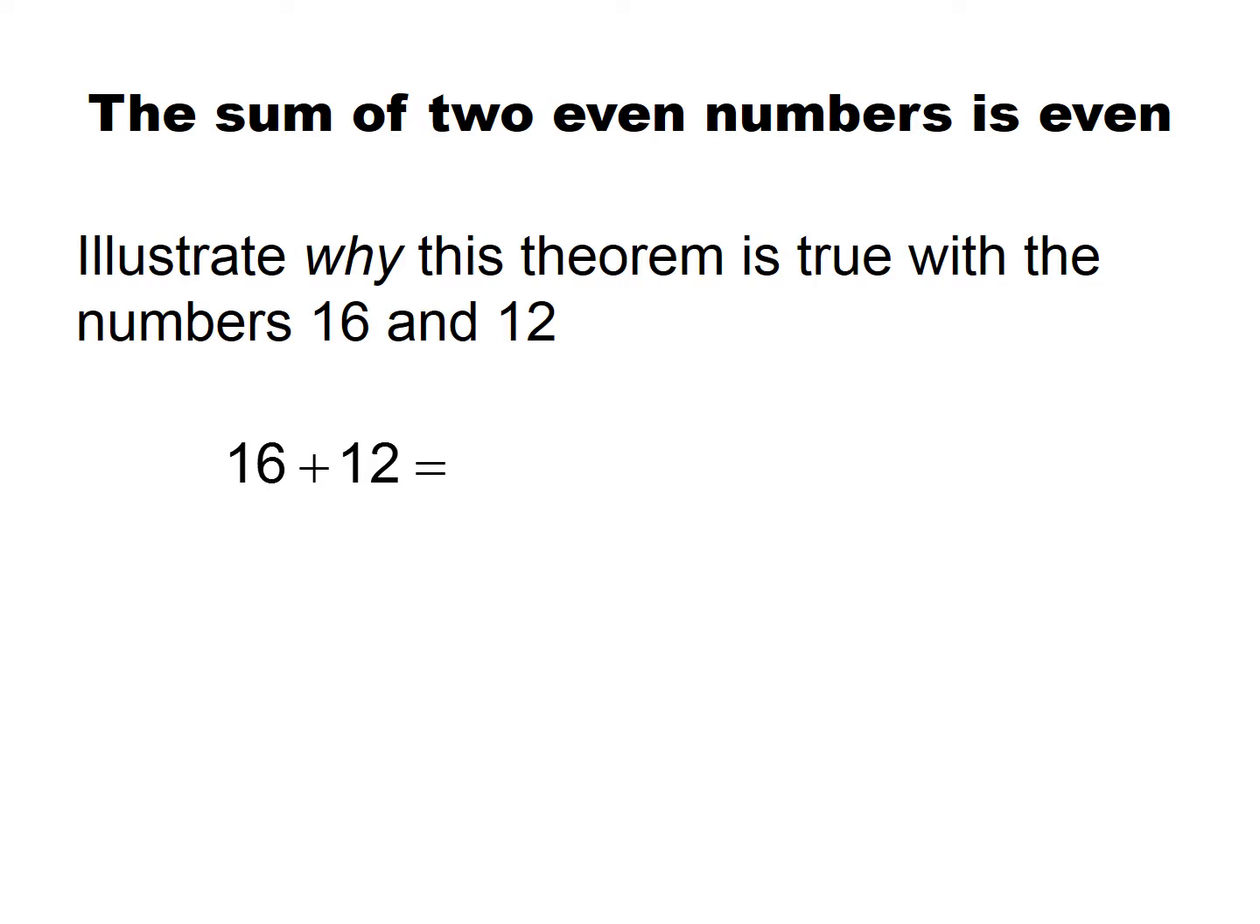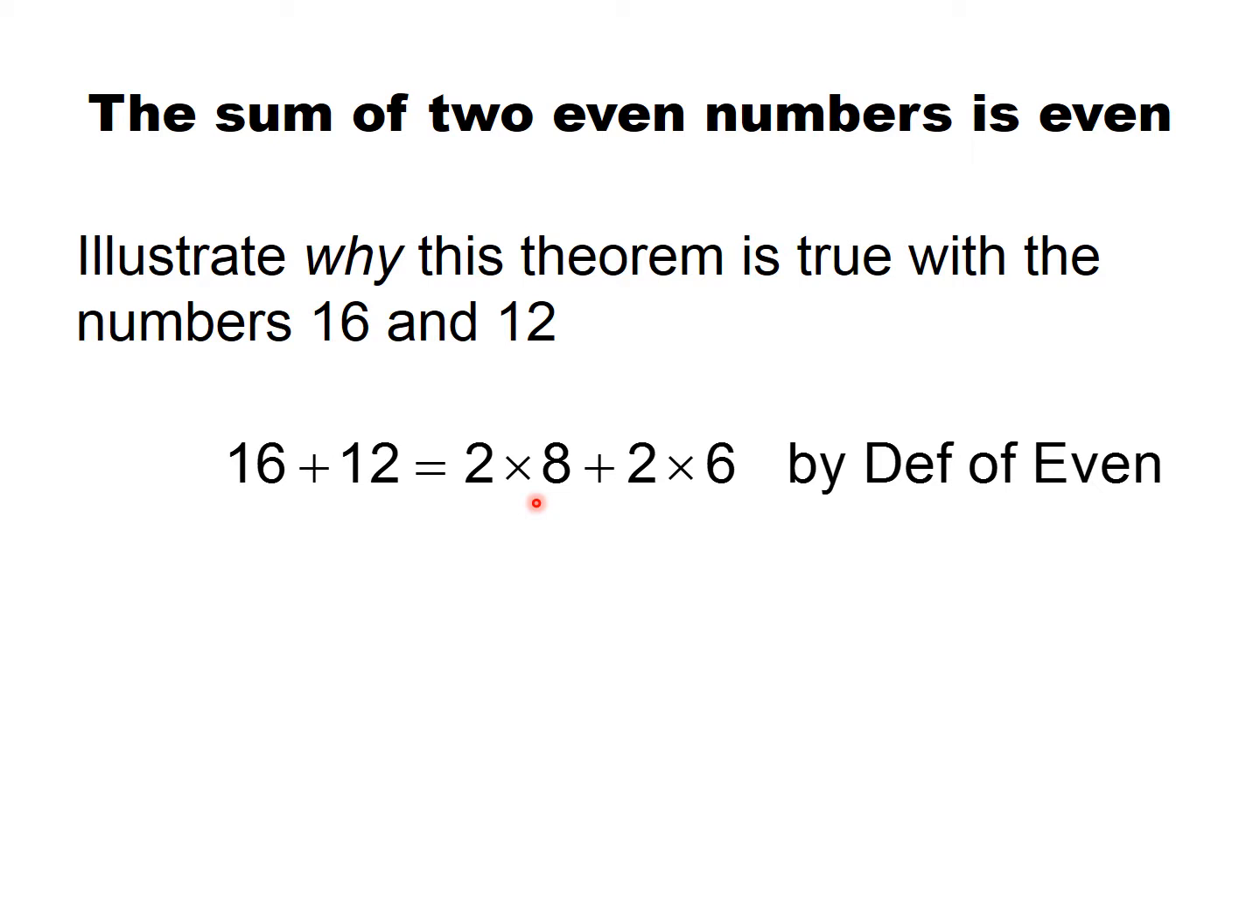So first I think, well, 16 and 12 are even. What does that mean? Well, by the definition of even numbers, that means that I can write 16 as 2 times some number, which happens to be 8, and 12 as 2 times some number, which happens to be 6. So there I've used my definition of even to rewrite these two numbers in different forms. Now I look at this right-hand side, and I say, well, wait a minute, that looks like the right-hand side of my distributive property. Both of these terms have a factor of 2, so I can factor that 2 out and write it as 2 times 8 plus 6. So there I'm using the distributive property.